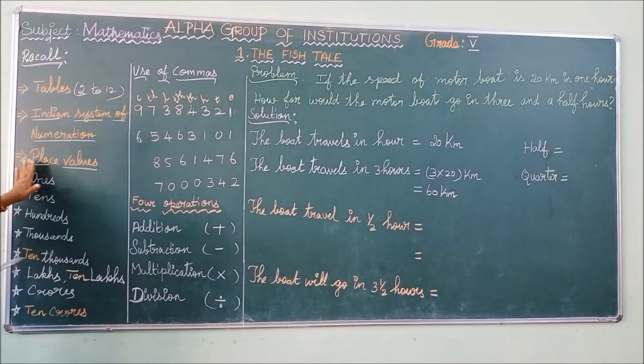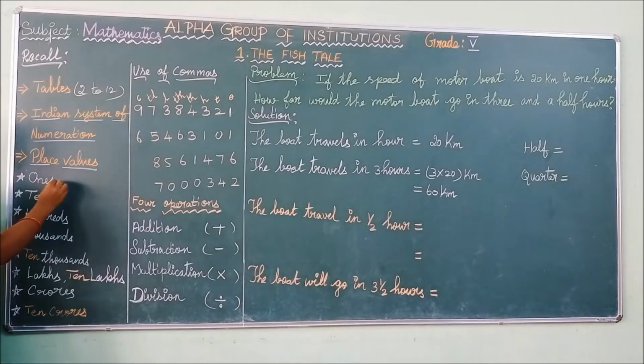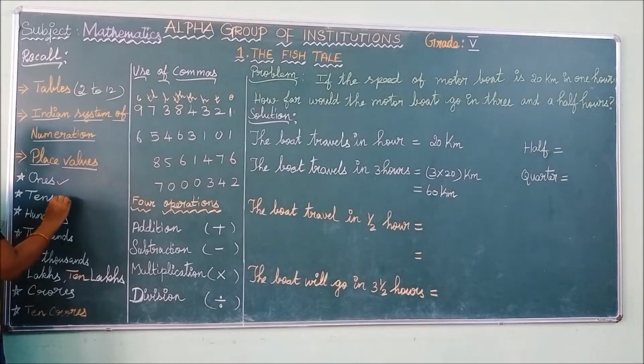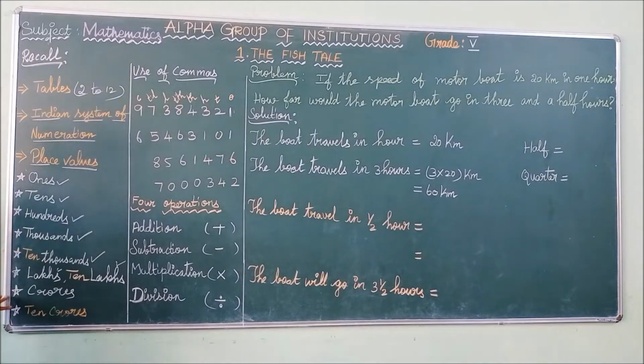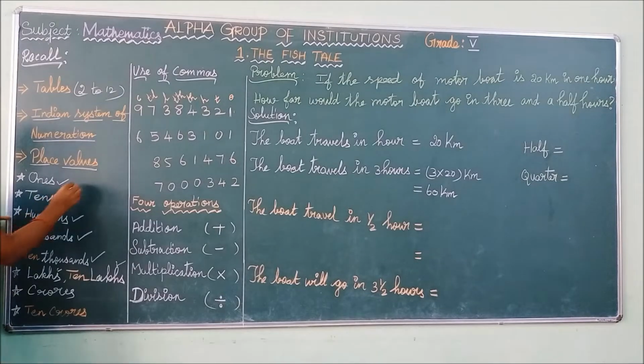So what are the place values of the Indian system of numeration? You know that they are ones, tens, hundreds, thousands, 10,000s, lakhs, 10 lakhs, crores and 10 crores. So these 9 are the place values of the Indian system of numeration. You must remember this.